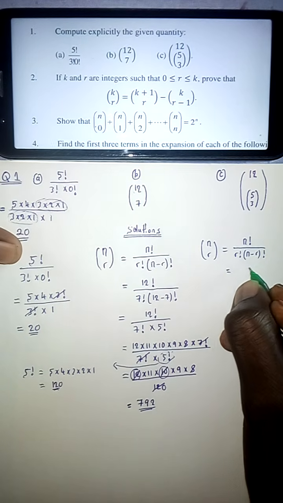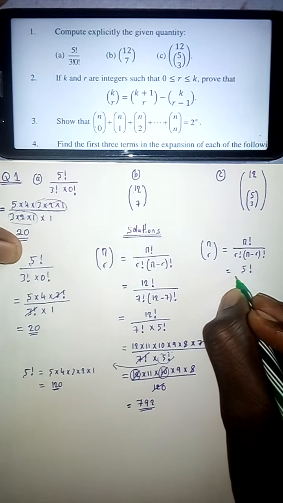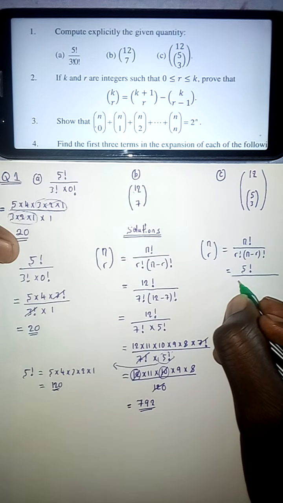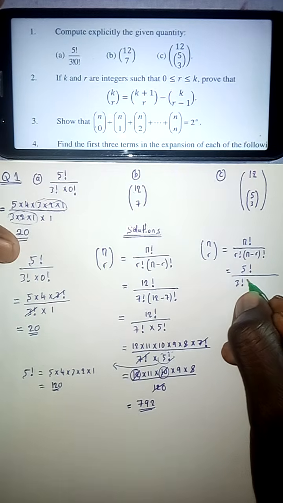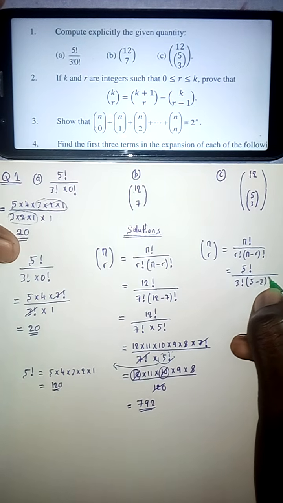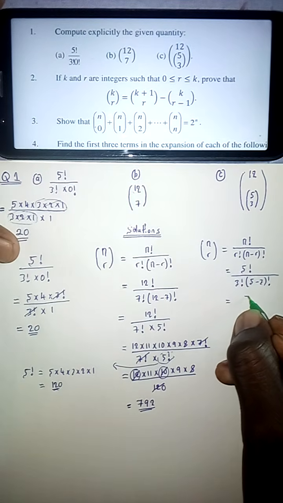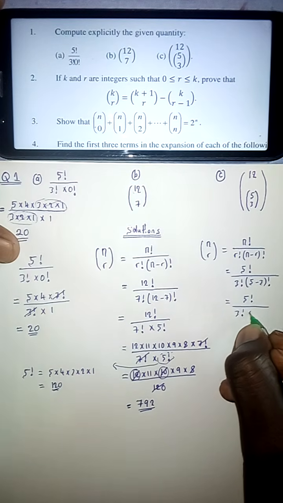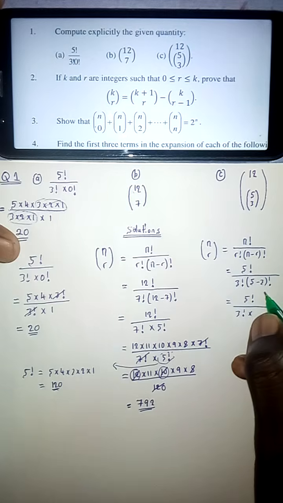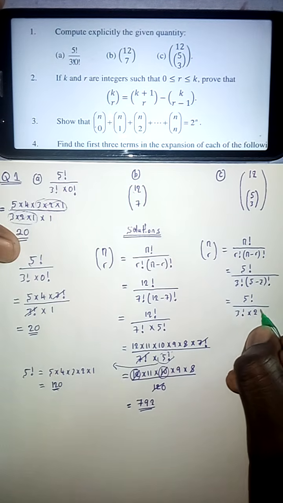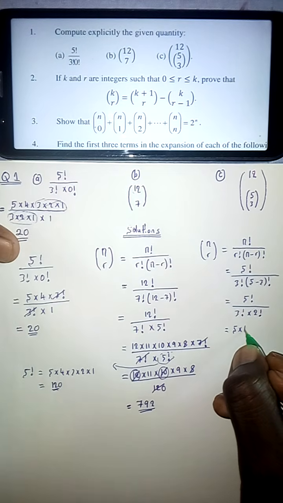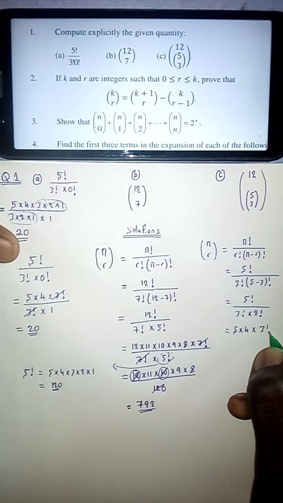So we are going to get this part. We'll have 5 factorial over, what is our r? Our r is 3, n is 5. So we're going to have 5 factorial over 3 factorial multiplied by 5 minus 3, that's 2. 2 what? Factorial. Well, 5 factorial can also be written as 5 multiplied by 4 multiplied by 3 factorial.